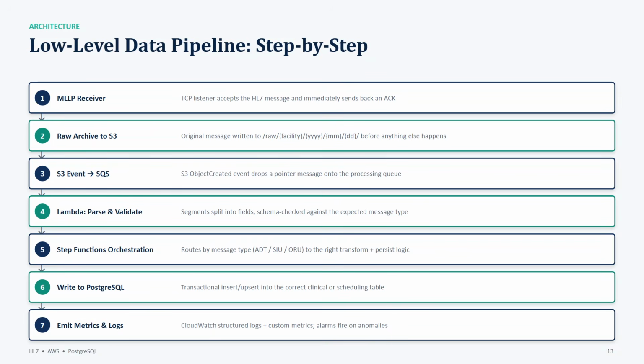Now let's zoom into the actual mechanics step by step. An MLLP receiver accepts the TCP connection and immediately sends back an acknowledgement that's part of the HL7 protocol itself. Before we do anything else, we archive the raw message to S3, organized by facility and date. That S3 write triggers an event that drops a message onto SQS. A Lambda function picks it up, parses the segments, and validates the structure.